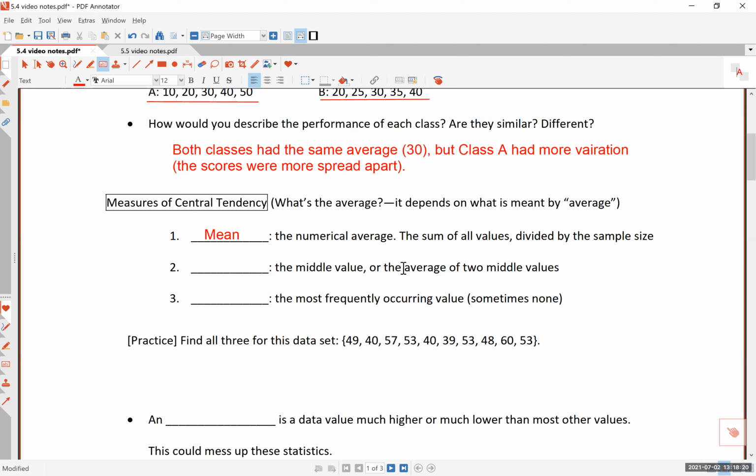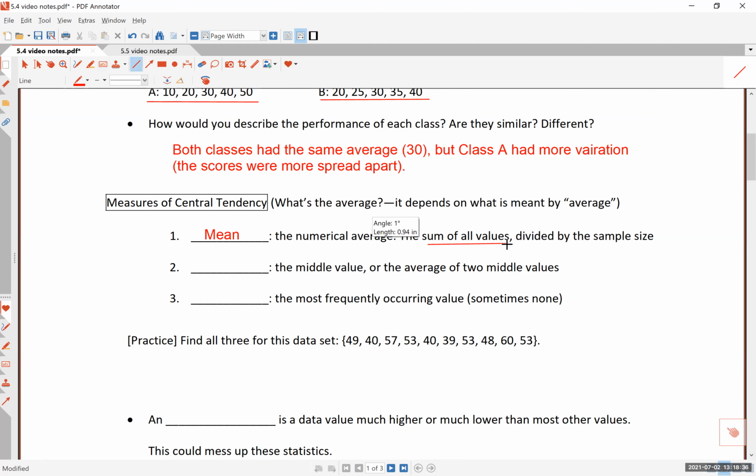But the word mean, as a noun, means that it is the numerical average, which is what we just calculated: the sum of all values divided by the sample size. So what you do here is you add up all the values and then you divide it by the number of values, or the number of numbers you see in the set. Okay, we've done this already here, and we'll have more examples.